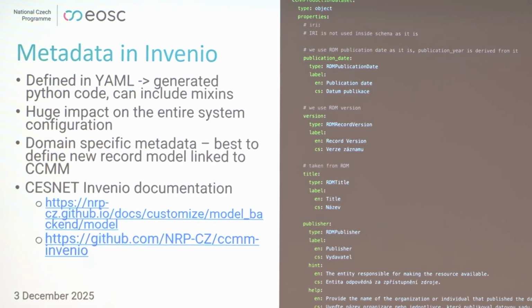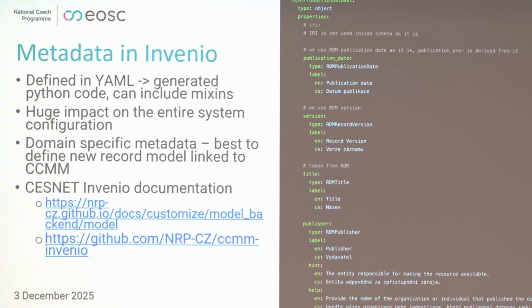This is what metadata in Invenio, or how it is defined at the moment. And again, this is something that CESNET programmed. Default Invenio RDM does not allow you to define your own metadata model. They did it in the past. It turned out to be too much work for them to support it. So you can define the metadata model in a YAML file.